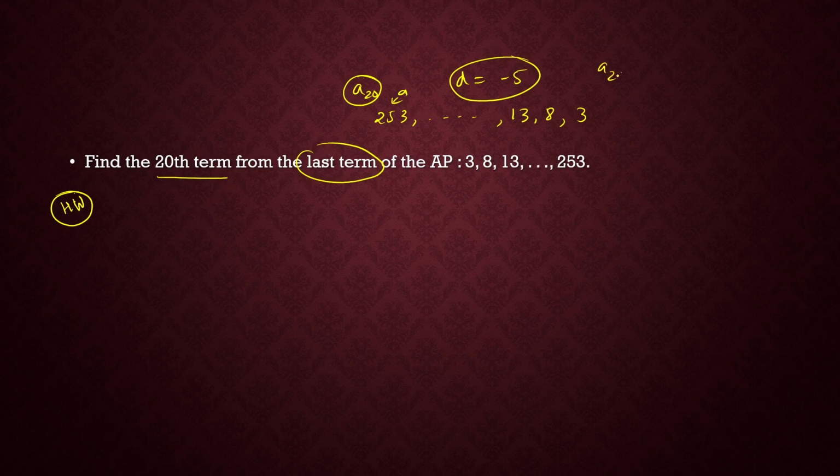So A20 is nothing but A plus 19D. I guess I told you the whole answer itself. Just now put the value of A as 253 and the common difference as minus 5 and solve it. You will get the value of A20, the 20th term.